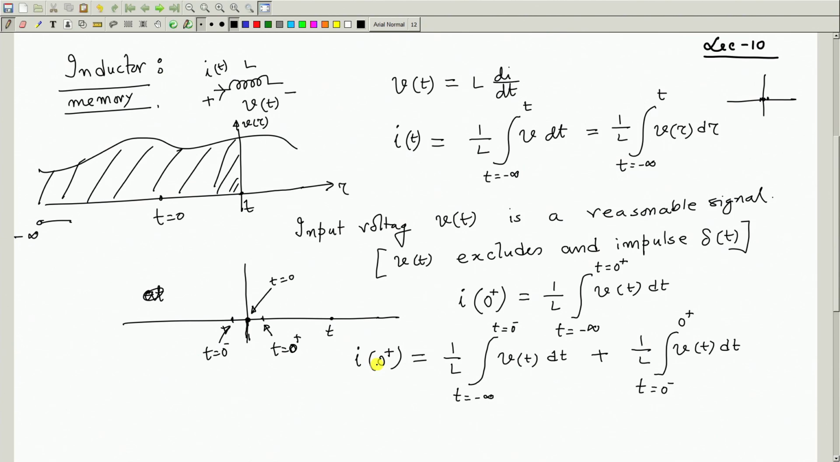Now, as I told you, our voltage signal is a reasonable signal, not an impulse. What an impulse is, we will discuss later. Therefore, what will be the result of this integration? Let us ask ourselves. The result of this integration has to be 0. Why? Suppose V(t) is like this.